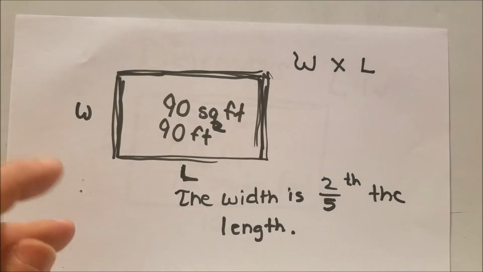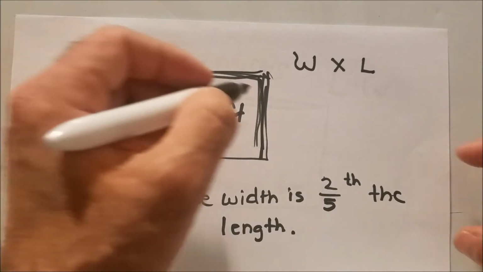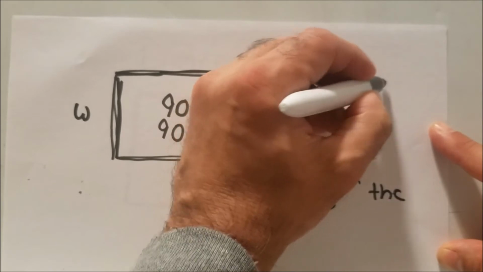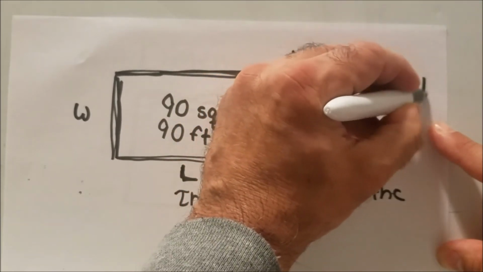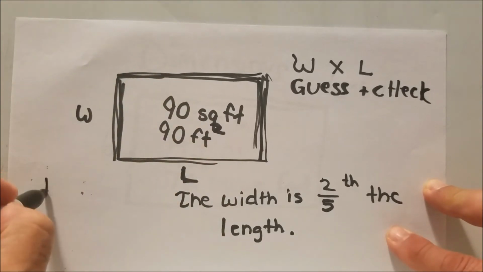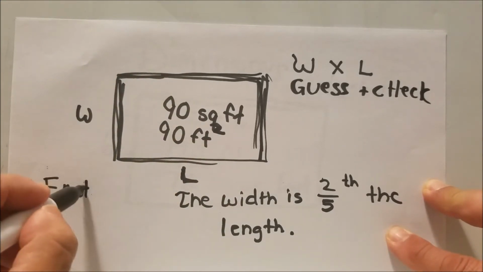So what we should do here is, it's guess and check. We're using guess and check. Right? So the first thing we should know is factors. What are factors? Write the word factors.